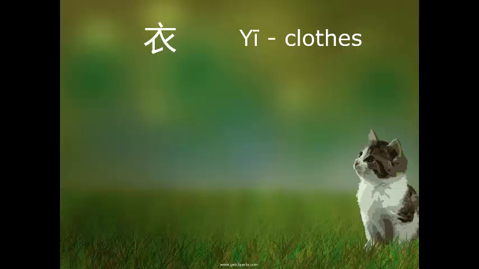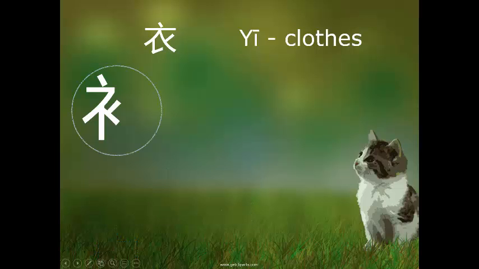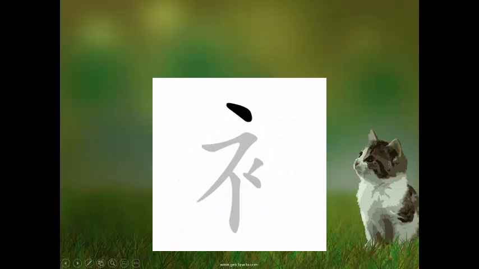The next radical is the clothes radical, yi. It was originally a picture of a shirt, and Chinese shirts were tied at the bottom to the side, which is why you see this moving off to the side. Now we're going to practice the character on its side, its alternate form, which I think looks like a girl in a kimono. You see it's her head, and then her shoulders and her arms facing to the left, her body, and then that great big bow on the side in the back. So to draw the character, you do her head, shoulders and arms, body, and the bow. Head, shoulders and arms, body, bow.